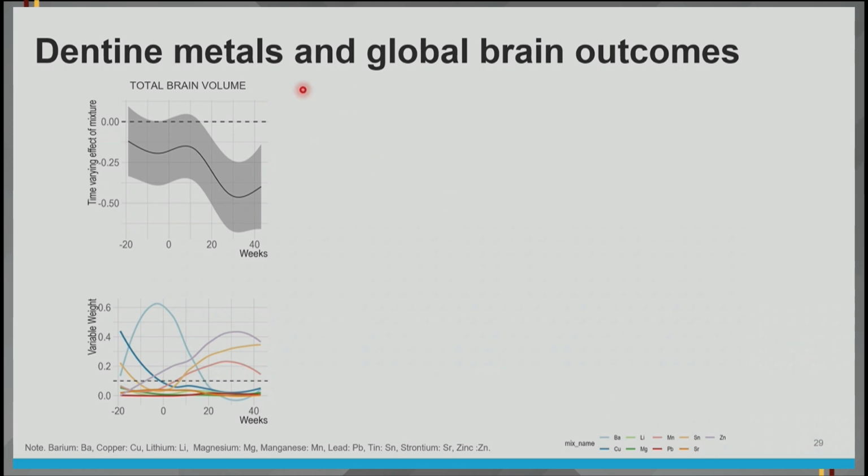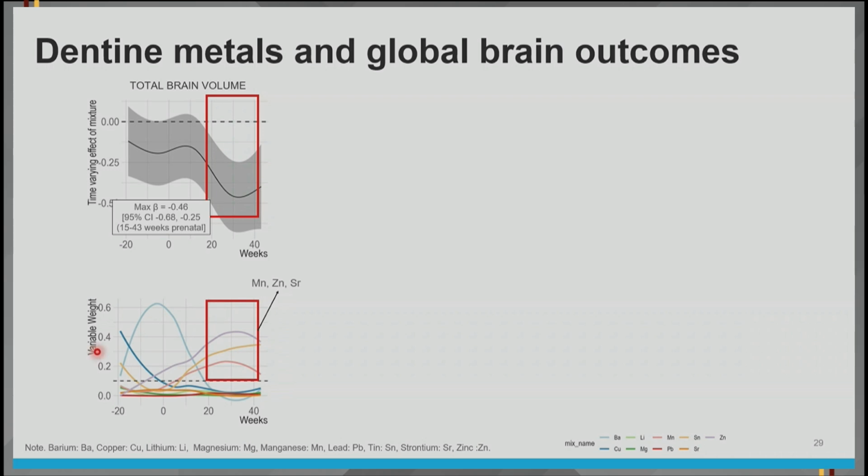And so we picked total brain volume, so the anatomy of the brain. What we're looking at here again is that lag WQS model, and we're looking to see where there might be a sensitive window, so where the betas are dropping and the confidence intervals are dropping above or below 0. And it looks like from this figure that there's a critical window in this postnatal period. And if we look at the weights, as I mentioned, we can see which metals are driving that. It's manganese, zinc, and strontium in this postnatal period that seems to be driving a decrease in total brain volume.